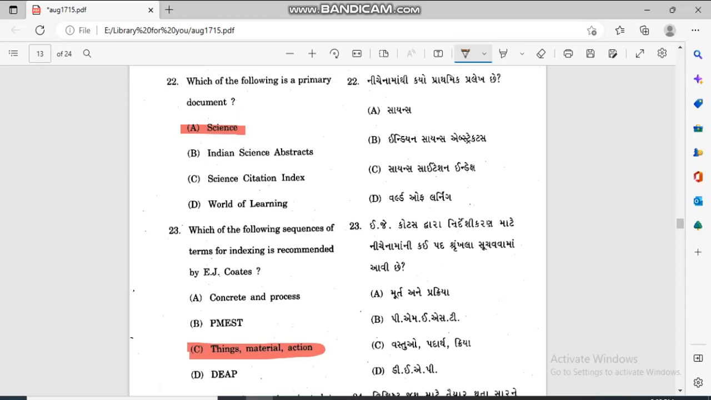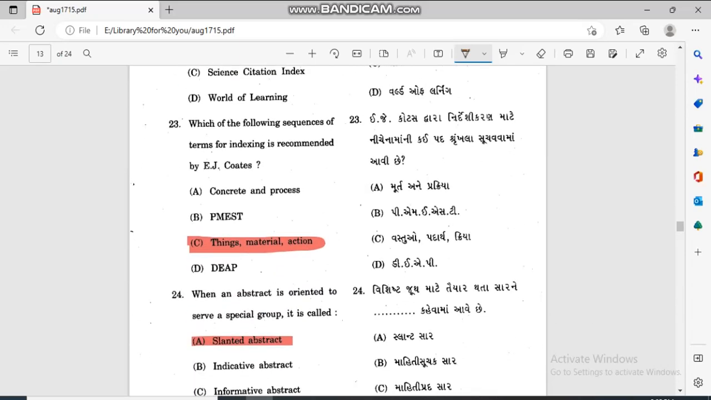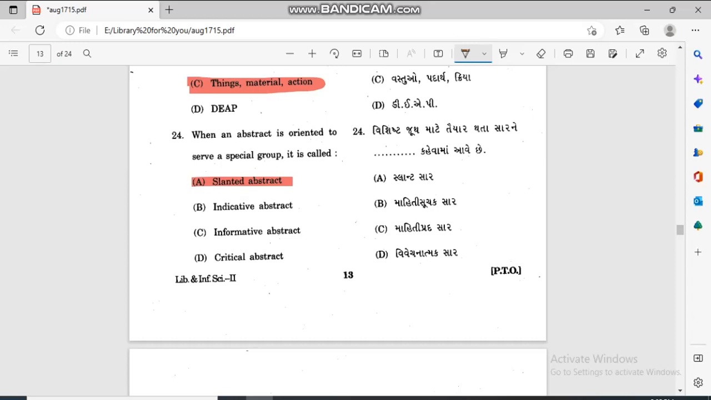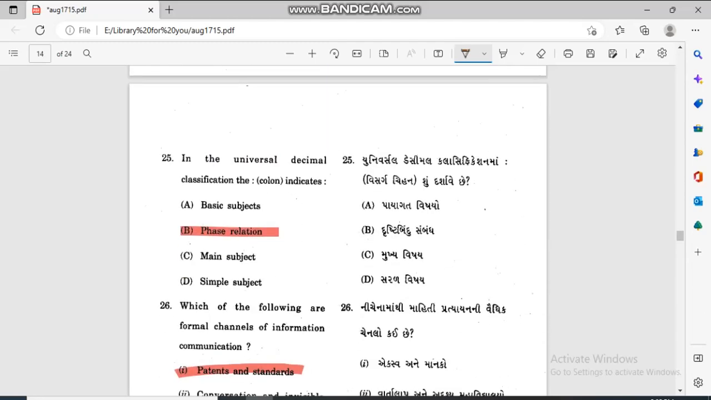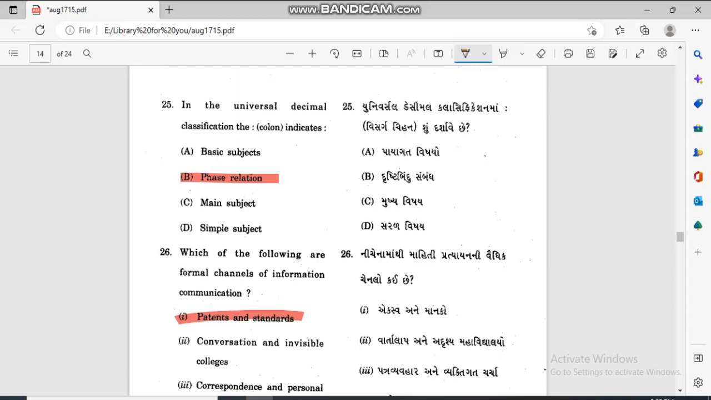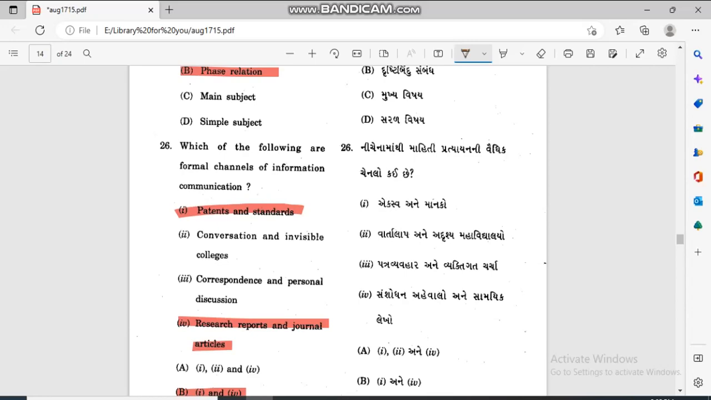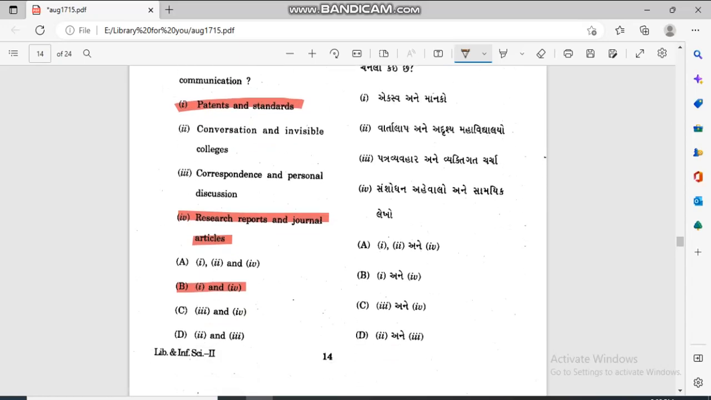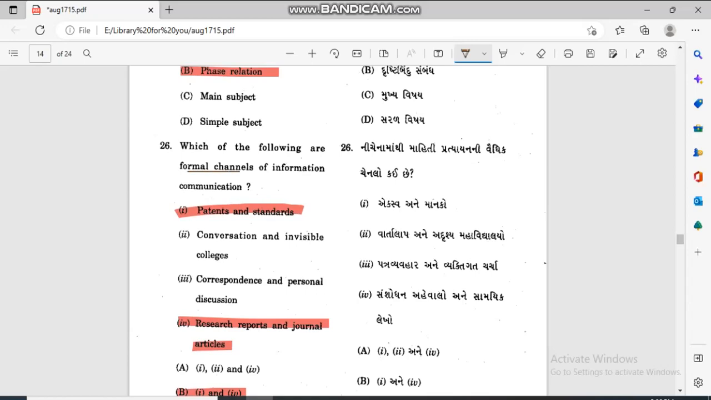Which of the following is a primary document? Science. Which of the following sequence of terms for indexing is recommended? Things, material and action. When an abstract is oriented to serve a special group, it is called a slanted abstract. In the Universal Decimal Classification, the colon indicates phase relation. Which of the following are formal channels of information communication? Patents and standards, research reports and journal articles are the formal channels of information communication.